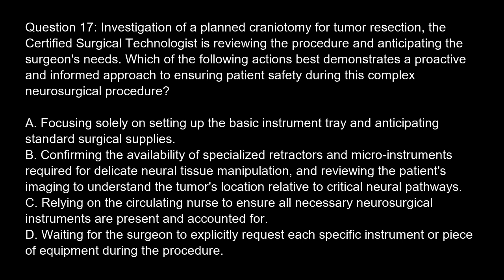Option B. Confirming the availability of specialized retractors and microinstruments required for delicate neural tissue manipulation, and reviewing the patient's imaging to understand the tumor's location relative to critical neural pathways. Option C. Relying on the circulating nurse to ensure all necessary neurosurgical instruments are present and accounted for. Option D. Waiting for the surgeon to explicitly request each specific instrument or piece of equipment during the procedure.